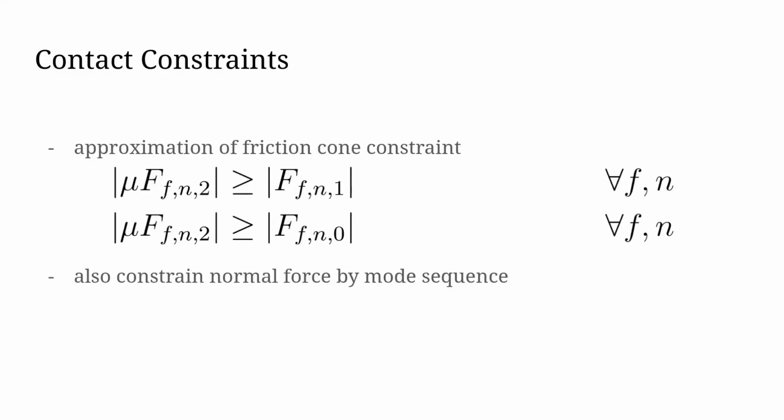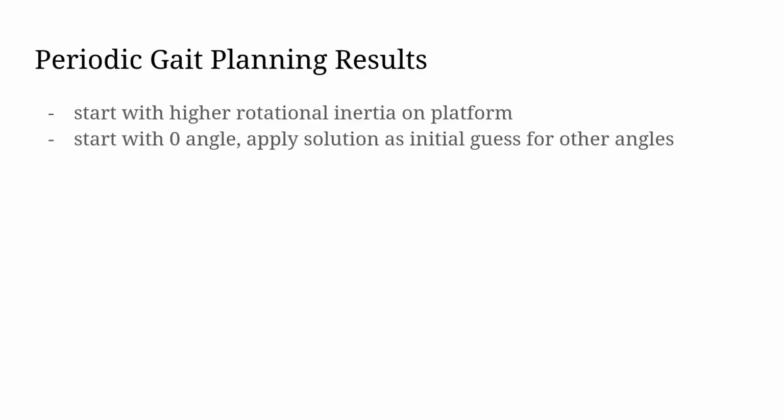We also implemented contact constraints to emulate static friction. The constraints on the slide show our approximation of a friction cone, which constrains each component of friction in the plane of contact. We then used the pre-specified mode sequence to ensure that the normal force was 0 on time steps where the feet should not be touching the platform. We solved our trajectory optimization with SNOPT.